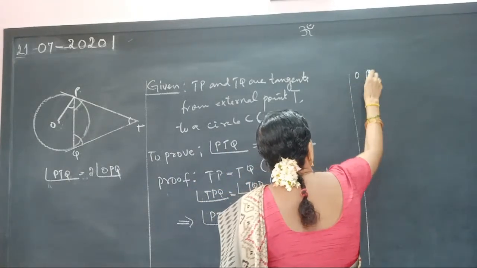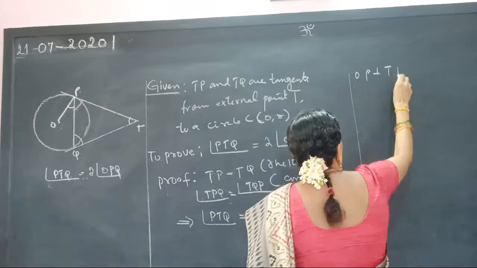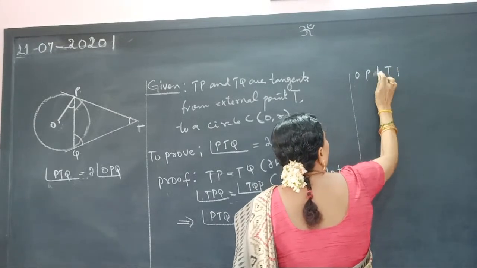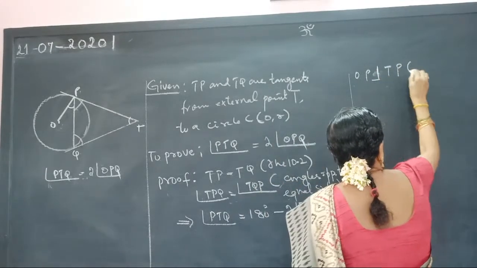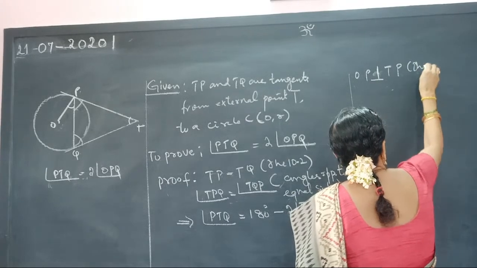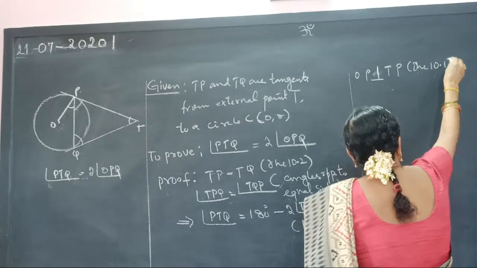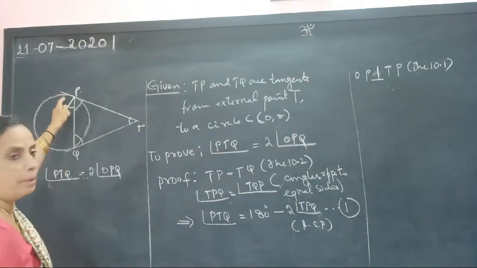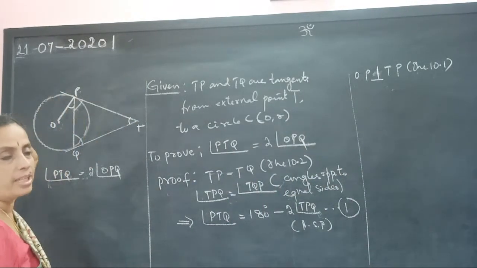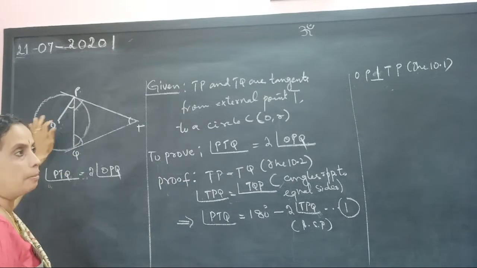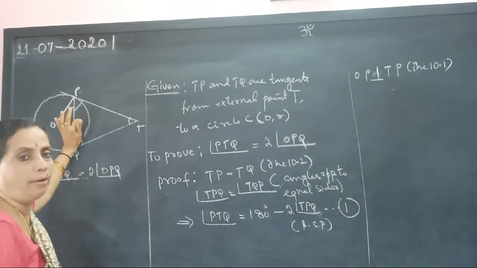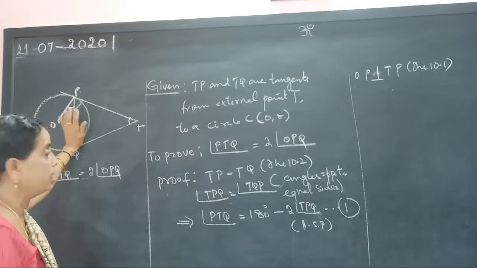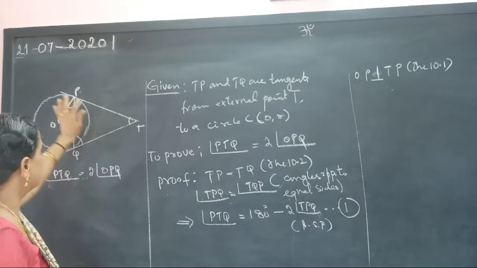OP is perpendicular to TP. Reason? Theorem 10.1. OP is perpendicular to TP. That is, the radius from the center is perpendicular to the point of contact. Point of contact means where the tangent touches the circle.